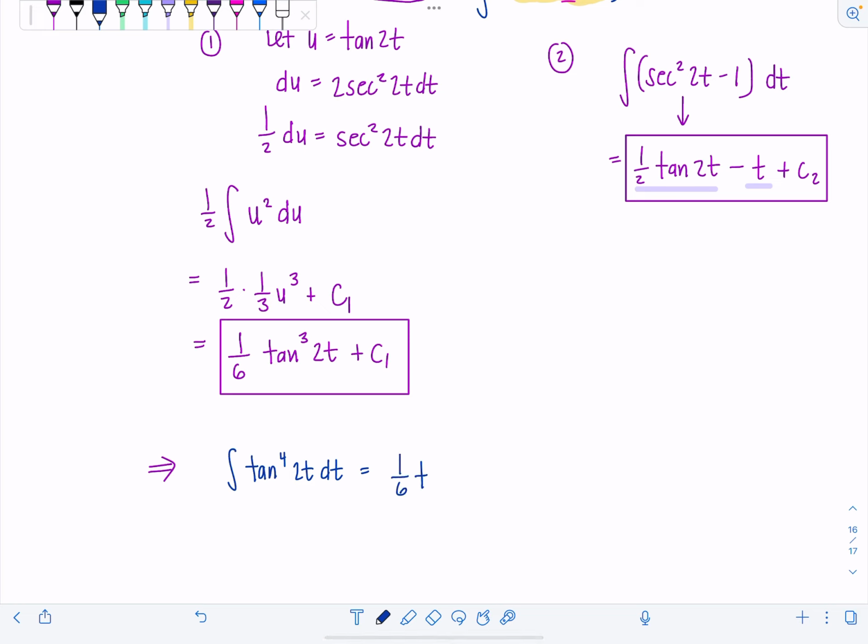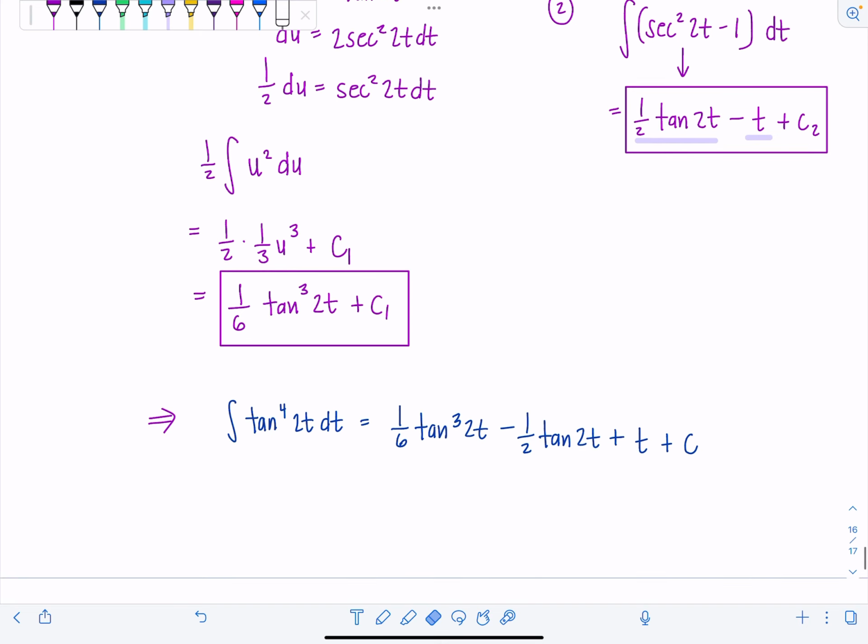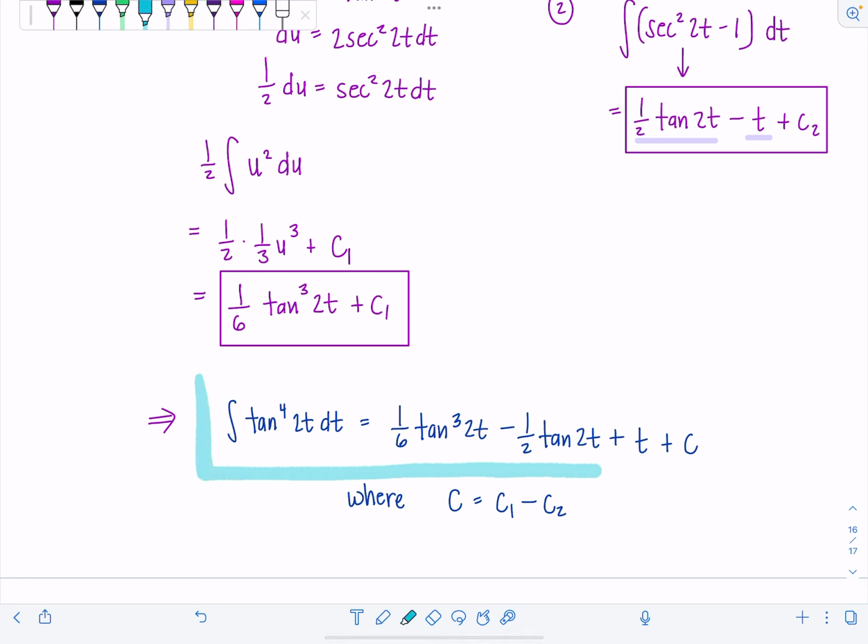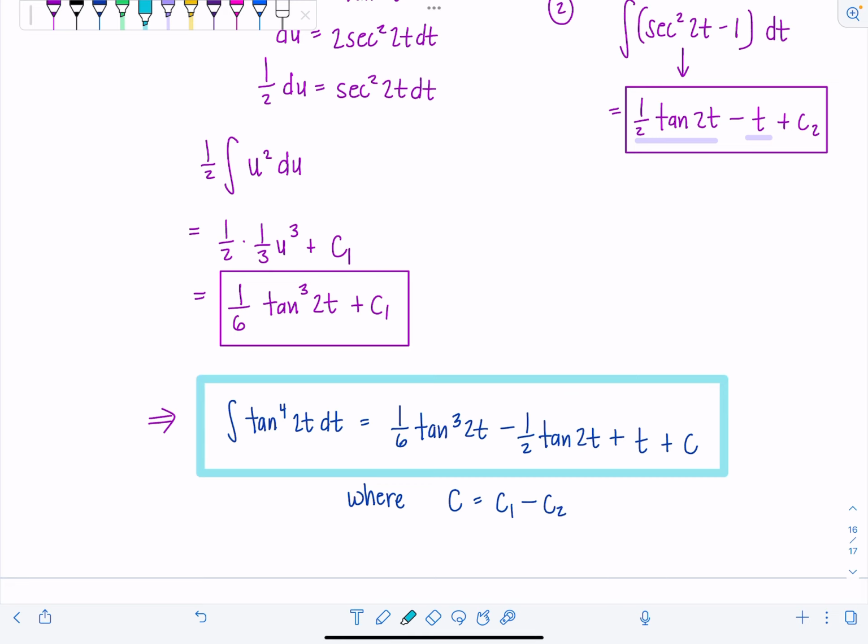So 1/6 tangent cubed 2t. Remember, we're subtracting the second antiderivative. So minus 1/2 tangent 2t plus now t plus c. And I'm going to specify, hey, who is this c? Let me tell you. c is equal to c1 minus c2. How beautiful. Yeah, keep track of your constants meticulously.